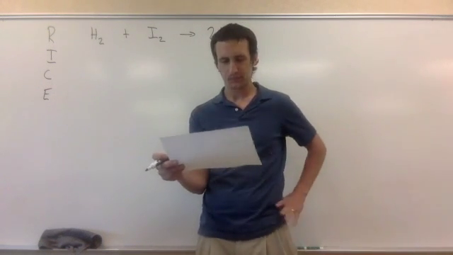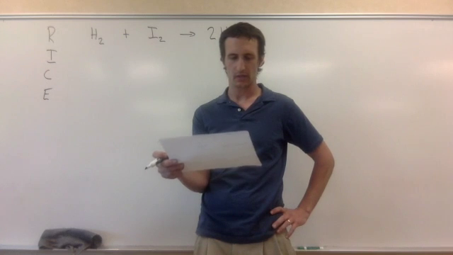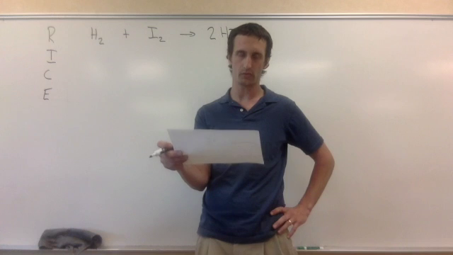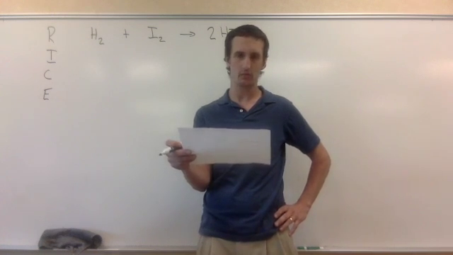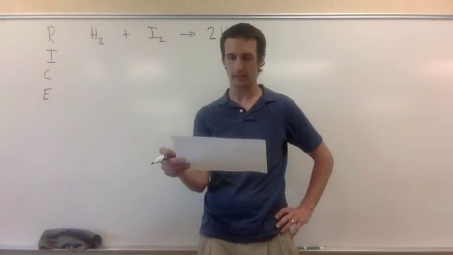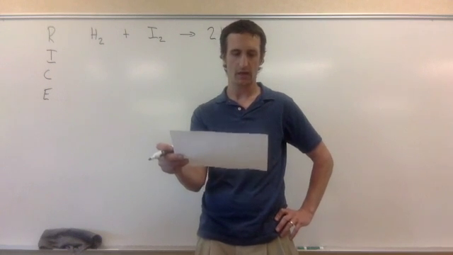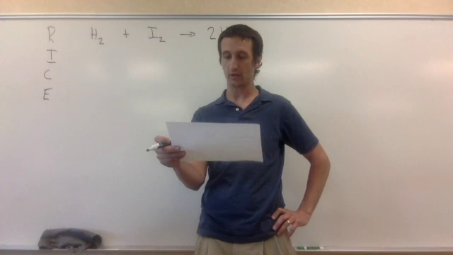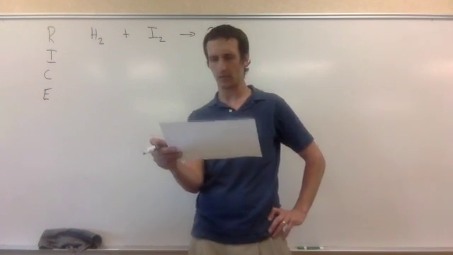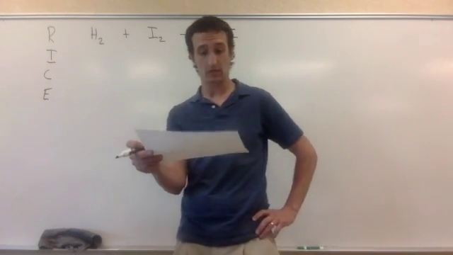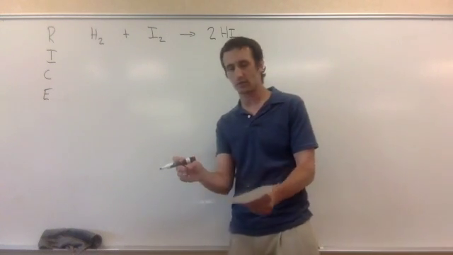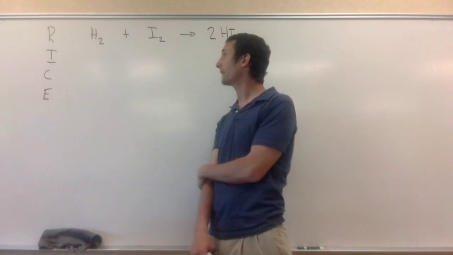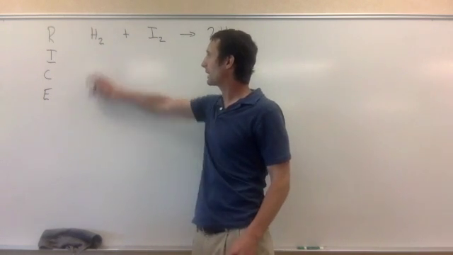So let's look at this problem. It says 0.2 moles of H2, 0.2 moles of I2, and 0.2 moles of HI were placed in a 1 liter flask and allowed to reach equilibrium. The KEQ value of the reaction at 25 degrees Celsius is 49.5, and we need to determine the equilibrium concentrations of all substances. So, to do that, we do our RICE table.